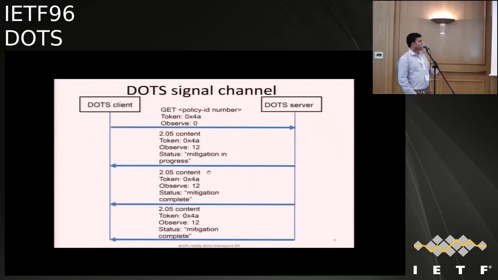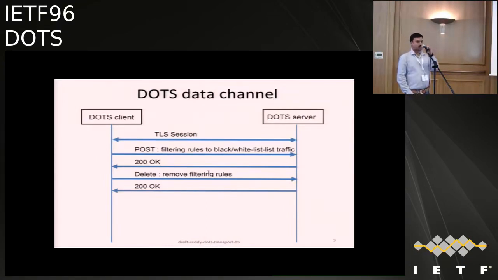So the simple example is that CoAP gives an option called observe, which allows the server to send multiple unsolicited responses for a GET request. The client sends a GET request saying it's interested to know what's happening with the attack, and the server can send multiple unsolicited responses saying, hey, it's starting to take mitigation action. Mitigation is complete. Attack has stopped, so that the client can later decide to withdraw the request.